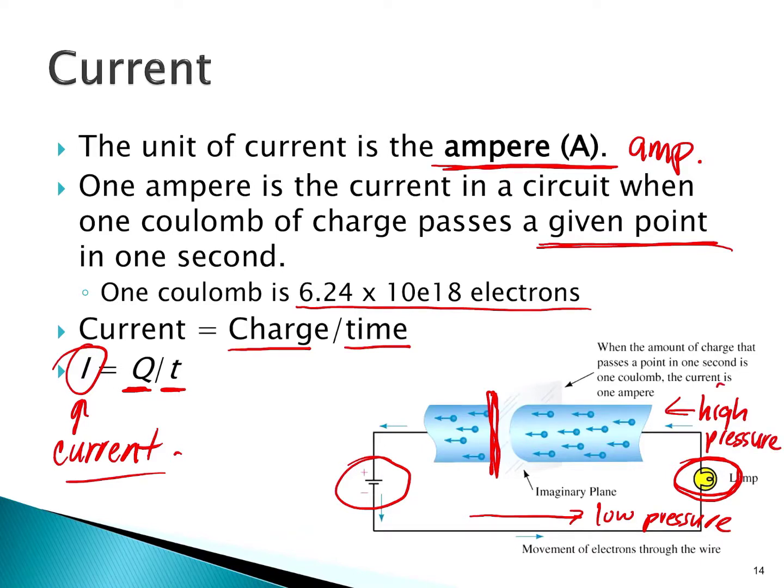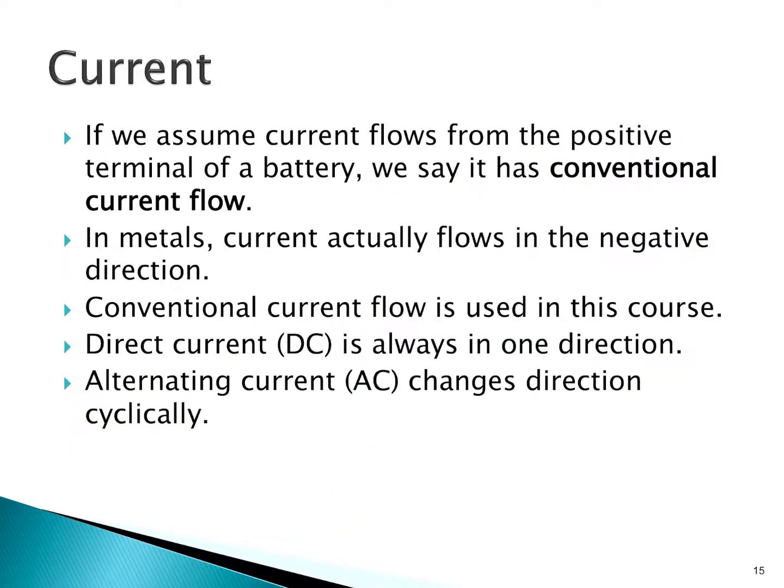And now, across the lamp, we would have a difference of pressure from there to there. And across the source, we'd have a difference of pressure. Positive pressure here, negative pressure there. If we assume current flows from the positive terminal of a battery, we say this is conventional current flow.